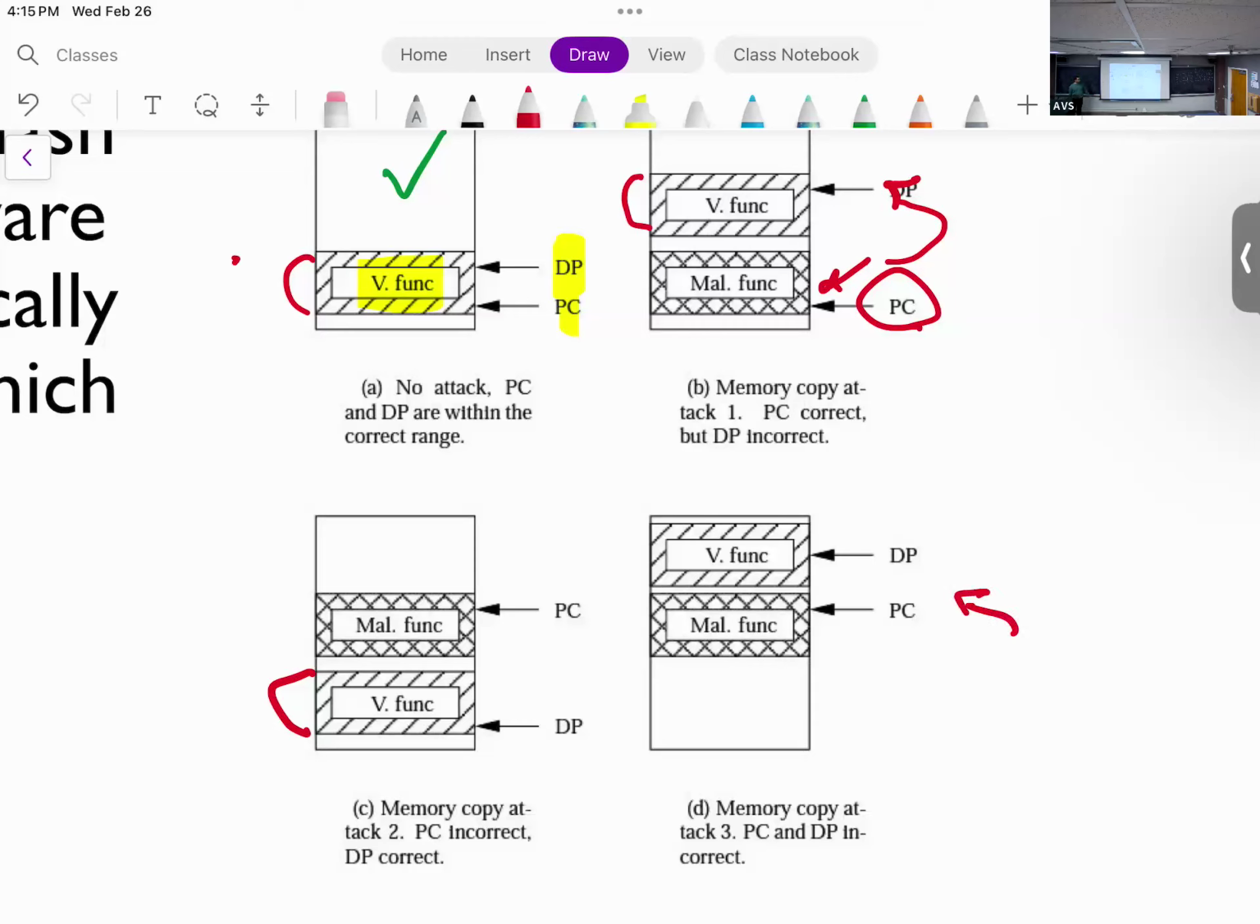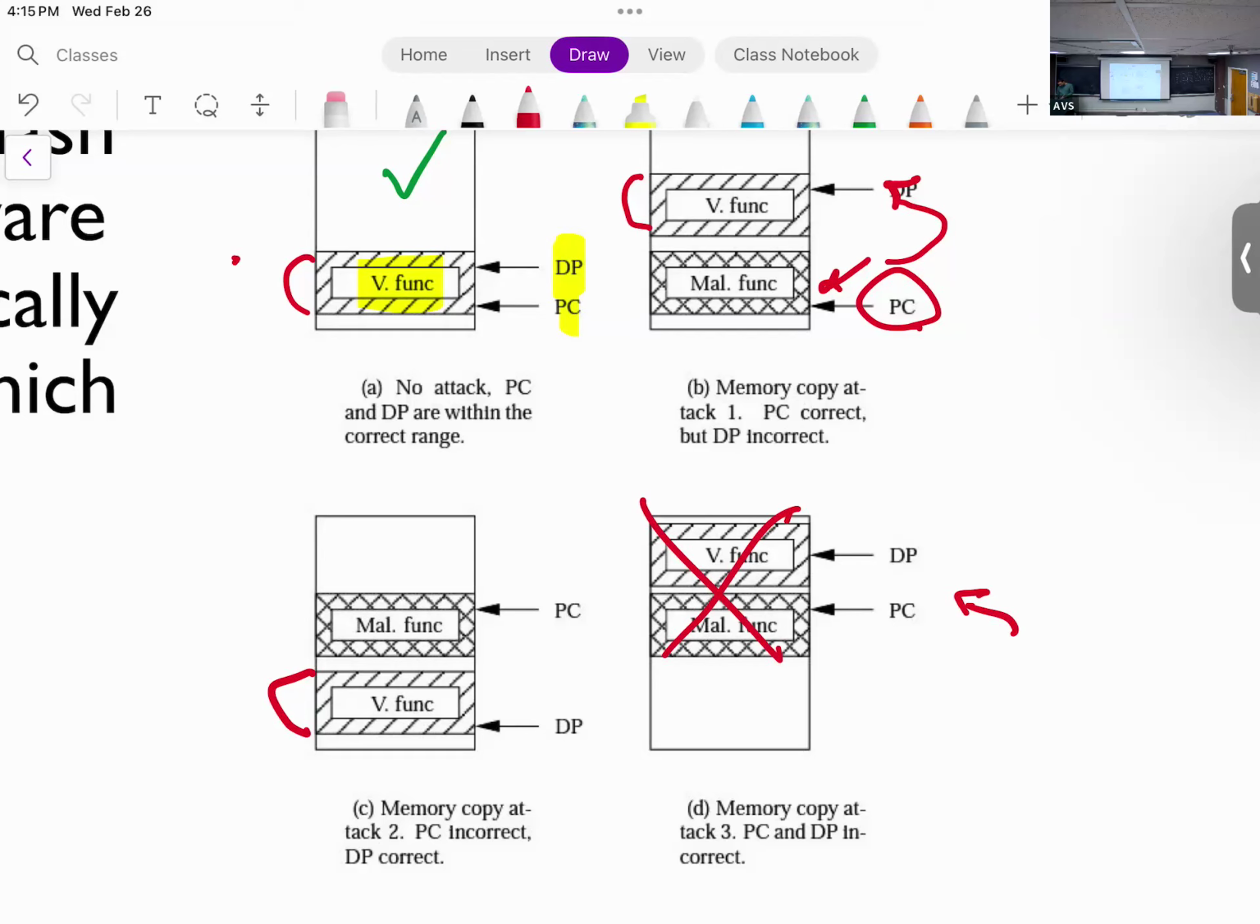And of course, the fourth option is that neither the PC nor the DP is at the right place. So we run the malicious function at some other location in the program, and the verification function is at other places of the program as well. The fourth one is the most unrealistic, there's no point in doing this. So the adversary will probably do either B or C. So how do we prevent either of these two from happening?